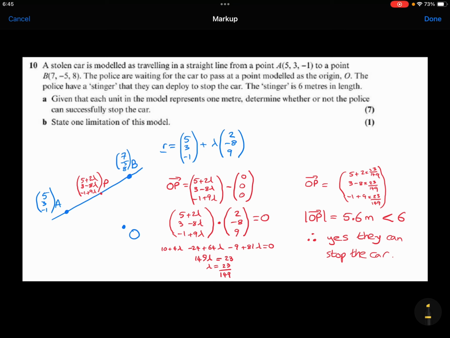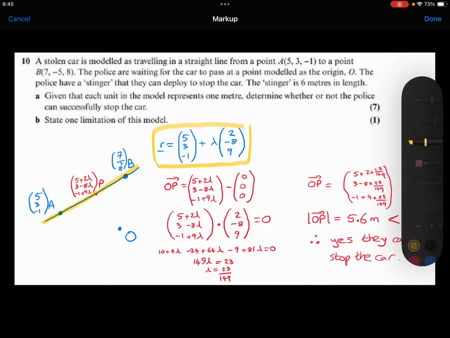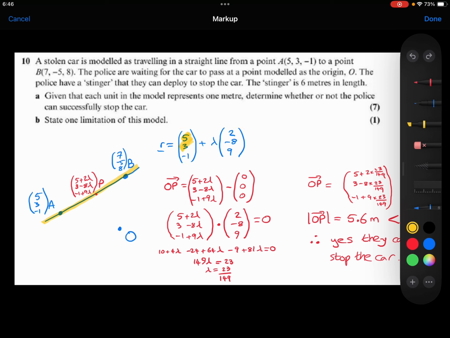So, you can see in blue I've drawn out the path of the stolen car going from the point A to the point B. And here I've worked out the equation of that line where it's going through the point (5, 3, -1), and it's going in the direction of (2, -8, 9). I worked that out just by taking these 2 points away from one another.